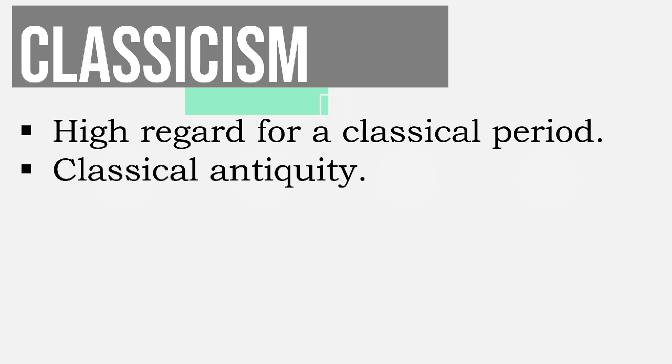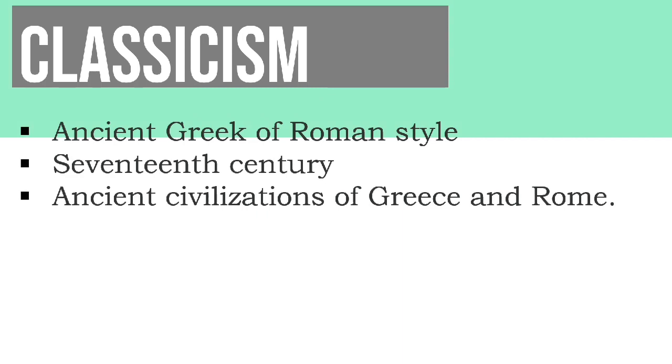Classicism refers generally to a high regard for a classical period, classical antiquity in the Western tradition, as setting standards for taste which the classicists seek to emulate. The term classicism is used to describe art that makes reference to ancient Greek or Roman style. On the other hand, the terms classic or classical came into use in the 17th century to describe the arts and culture of the ancient civilizations of Greece and Rome.